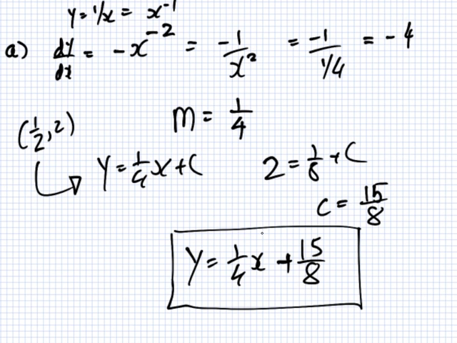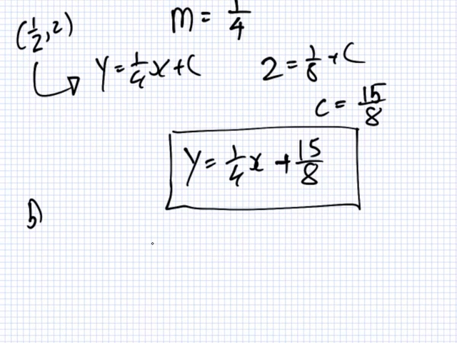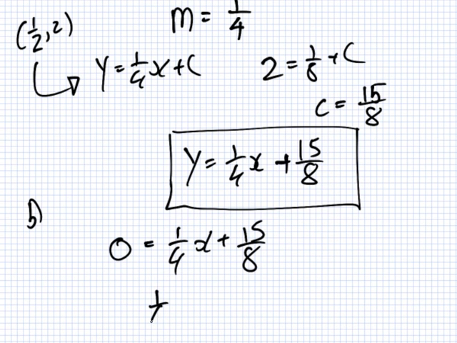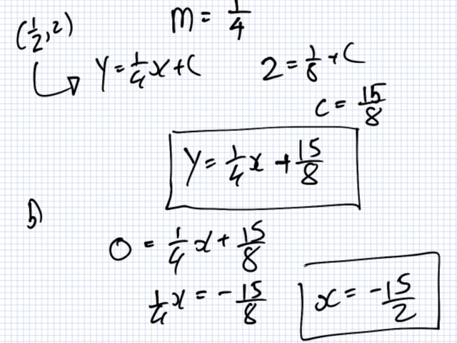Okay, B. Find where this line meets the x axis. Okay, so here, what's y equal to? Zero. And you get 0 equals 1/4 x plus 15 over 8. So if I multiply both sides by 4, I get x is minus 15 over 2. Super.